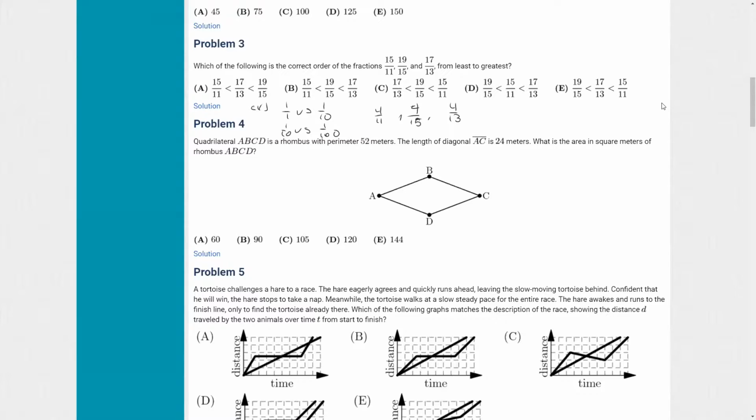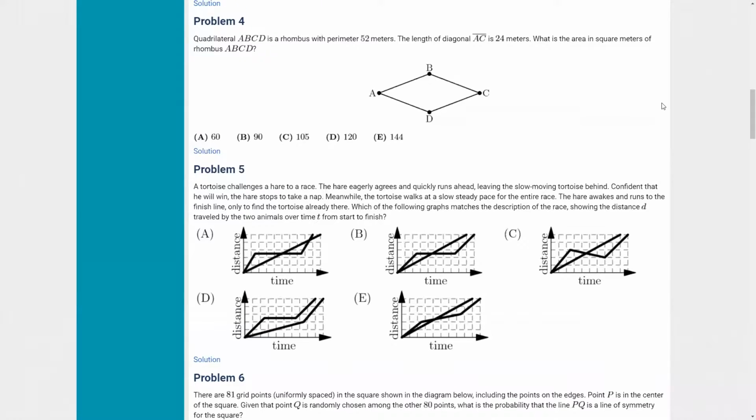So knowing this, we can determine that the smallest fraction will be the one with the highest denominator, giving us 19 over 15 as our least, then 17 over 13 as the middle, and finally 15 over 11 as our greatest. That lets us know that the answer to question number 3 is equal to E.